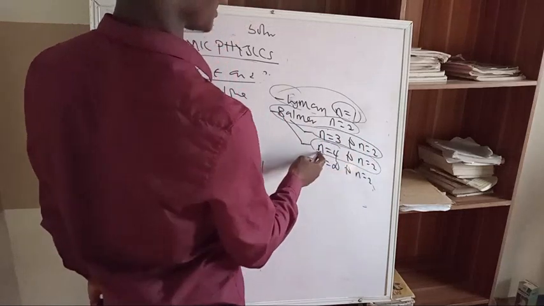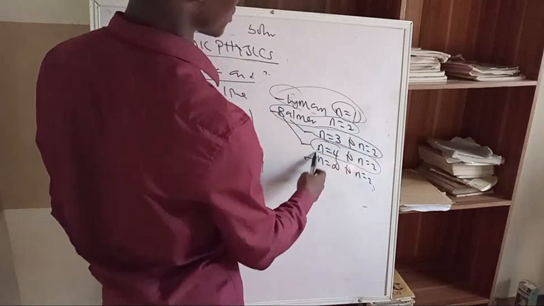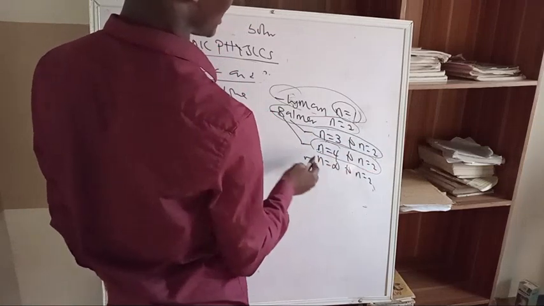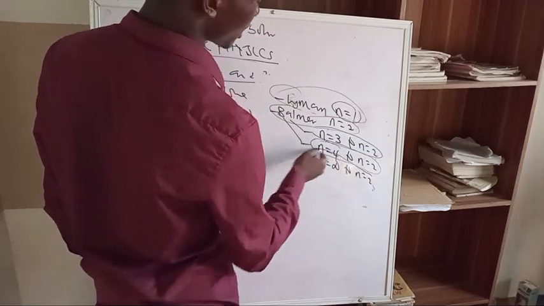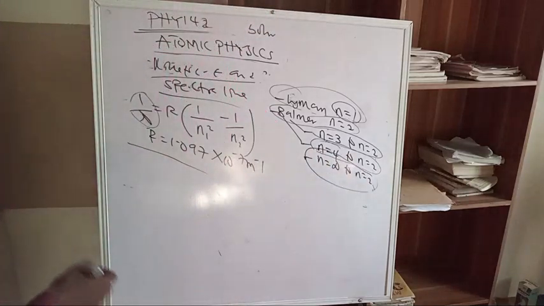Migration from n is equal to 4 to 2, from n is equal to 3 to 2, and the series limit of the longest is from n is equal to infinity to n is equal to 2. So that is what we have. Alright, you can use that basically.